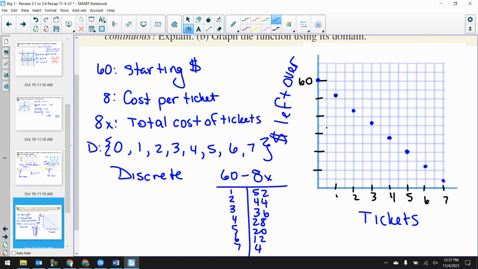Do I fill in my line? No. The reason? Right here. Discrete means dots. Questions about that? Okay, we are only going to do the 2 problems on the top.